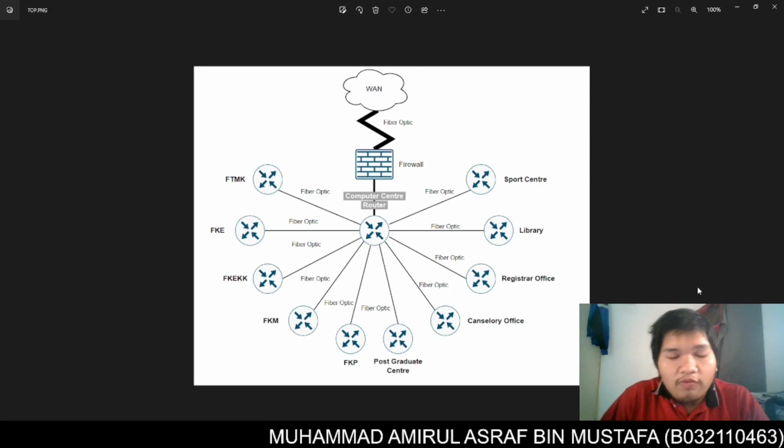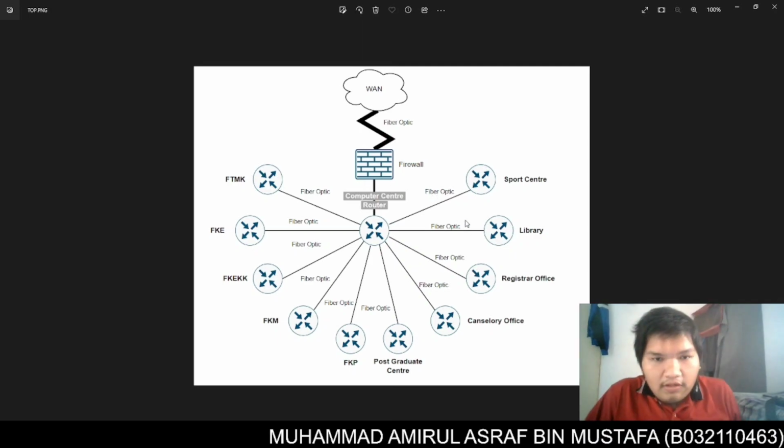So the topology that we are proposing is the star topology. As you can see in this diagram here, this icon symbolizes a router. Each of the subnetworks will have their own router, and all of these routers will be directly connected to the main router in the computer center. And then from this main router, it will be connected to the wide area network by going through a firewall.